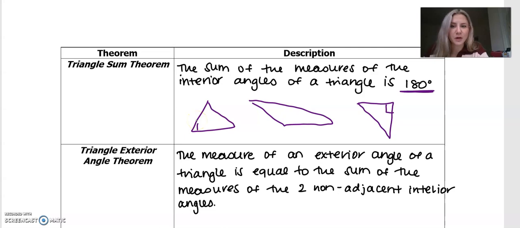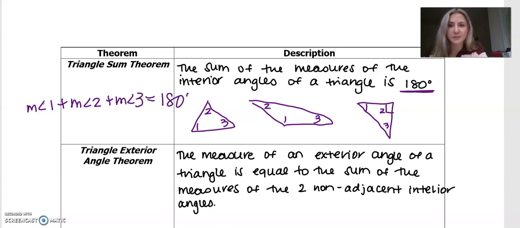If I have angle 1, angle 2, and angle 3, guess what? When I do the measure of angle 1 plus the measure of angle 2 plus the measure of angle 3, every single time it's going to equal 180 degrees, and we have to get that in our brains. The sum of the three angles of a triangle always add up to 180 degrees.